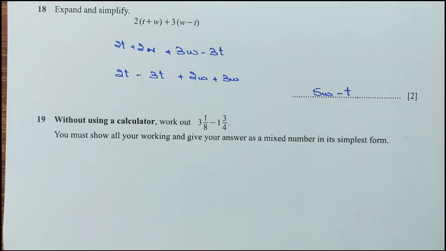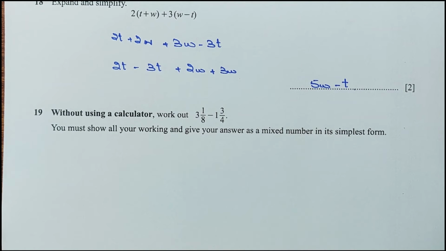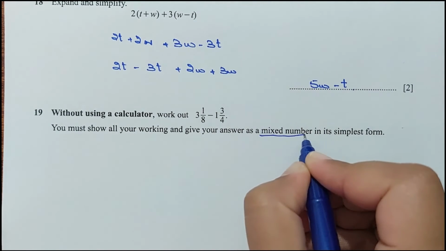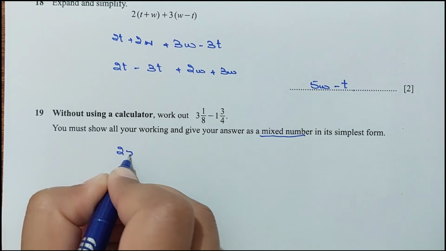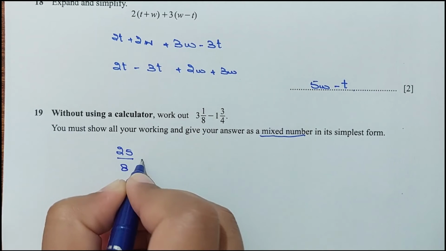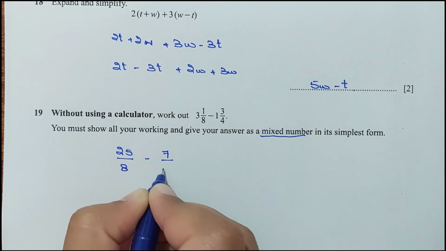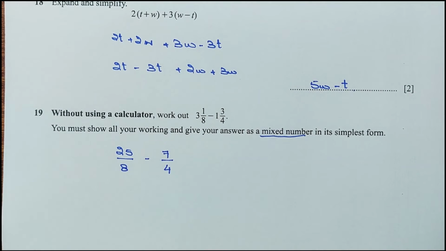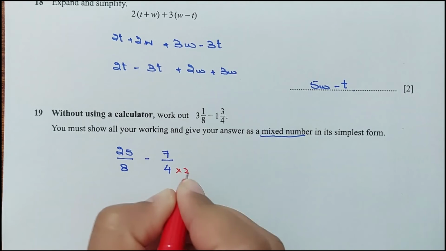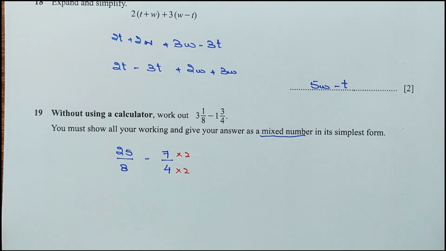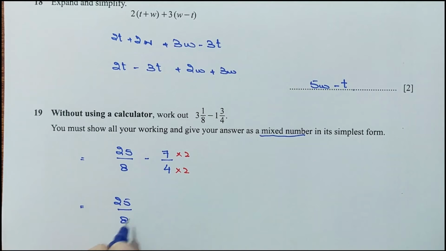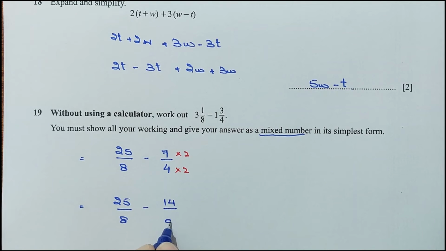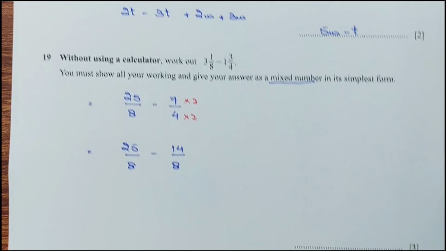Question number 19, without using a calculator, show your working and give your answer as a mixed number in its simplest form, right? So we have to do 8 times 3 is 24, and 24 plus 1 is 25 out of 8. 4 times 1 is 4, plus 3 is 7, so 7 out of 4, right? So we have to make the same denominator. 4 times 2 is 8, so multiplying the second fraction by 2 to make the same denominators. So that is 25 out of 8 minus 14 out of 8, 2 times 7 and 2 times 4, right?